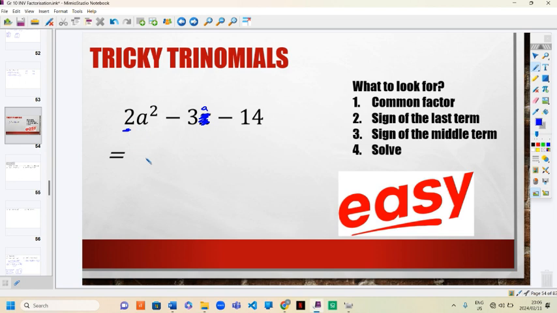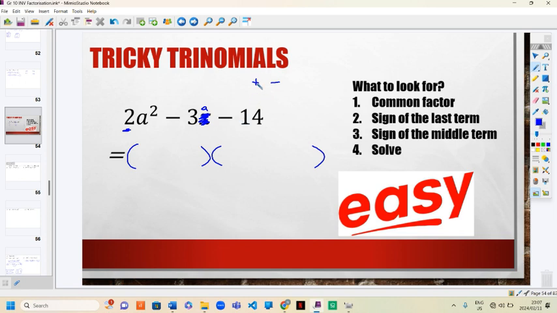So immediately I know that I'm factorizing. There's no common factor, so I just open up two brackets as usual. And I do exactly the same thing. I look at the last term, and I see that that is negative. So what does that mean about the signs in my brackets? I know that's going to be a plus and a minus. So when I have a tricky trinomial like this, I don't want to put the signs in just yet, especially if they're a plus and a minus. I'll show you just now.